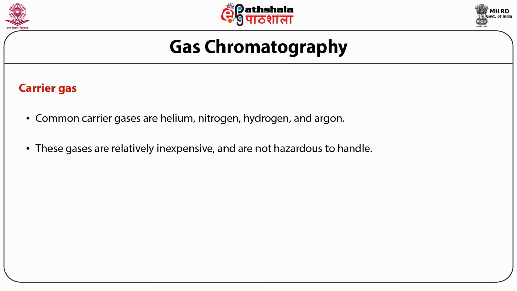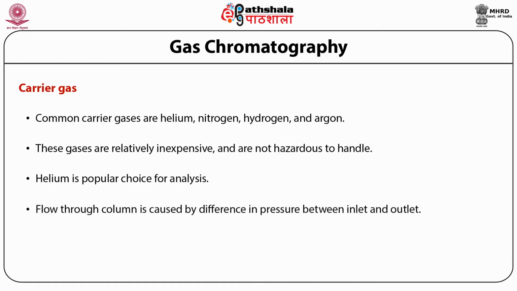Also, because they are inert, interactions between sample molecules and carrier molecules can be neglected, and the distribution coefficient of a component is determined entirely by its volatility from the stationary phase. For most purposes, helium is the popular choice. Passage through a cold molecular sieve trap is very effective in removing the last traces of water vapor frequently found in commercial gases. Flow through the column is caused by the difference in pressure between inlet and outlet.